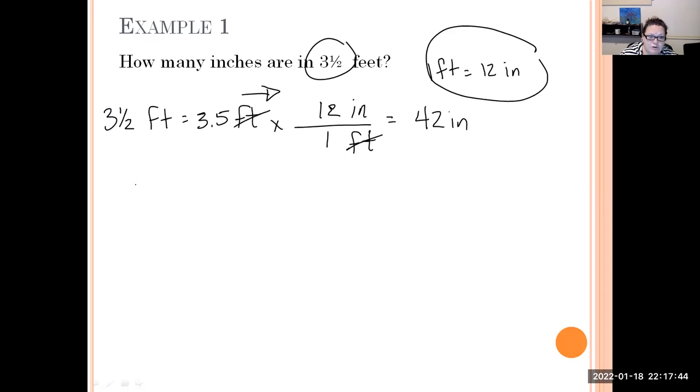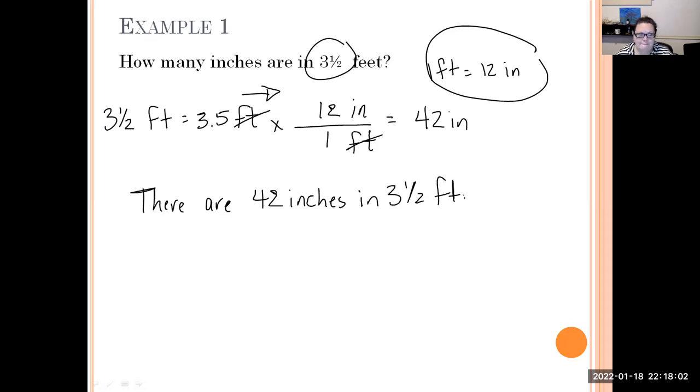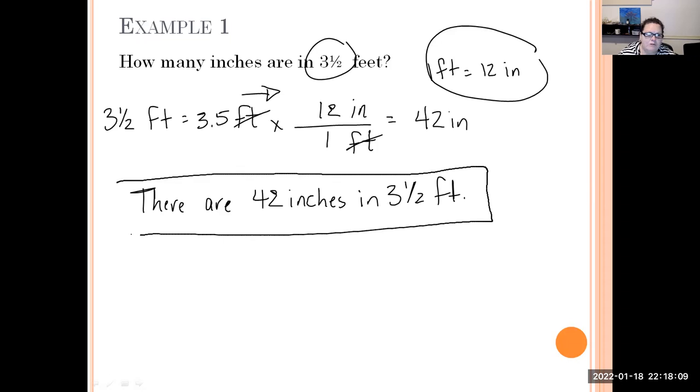And for sentence form, I would say there are, let's see if I can do this. There are 42 inches in, I'll go ahead and write inches, in 3.5 feet. Okay. Typically it'd be nice if you could just put a square around it, but this pen does not always work nice for me. Okay, did great. Let's go to the next one.